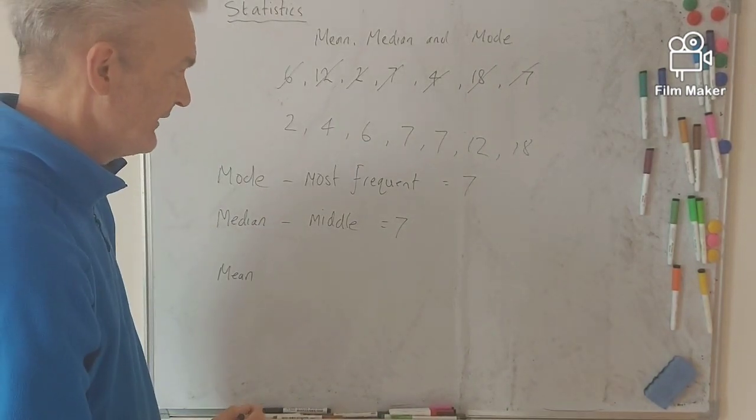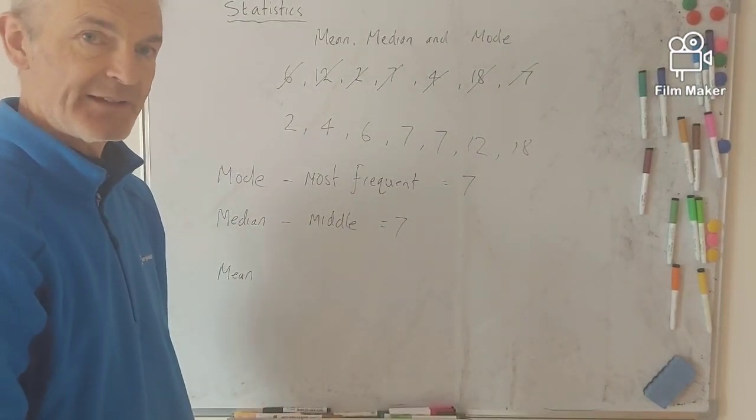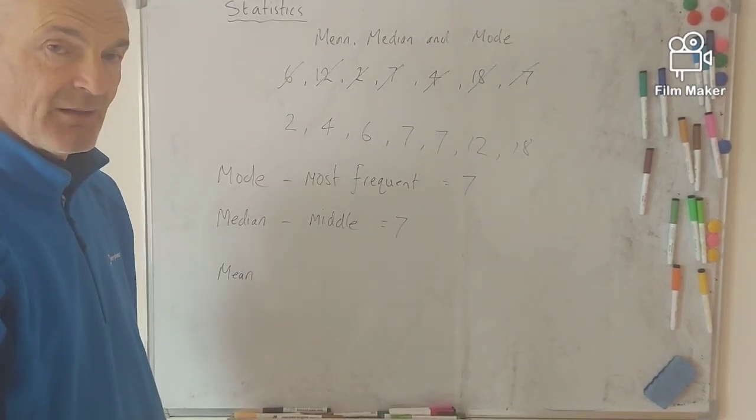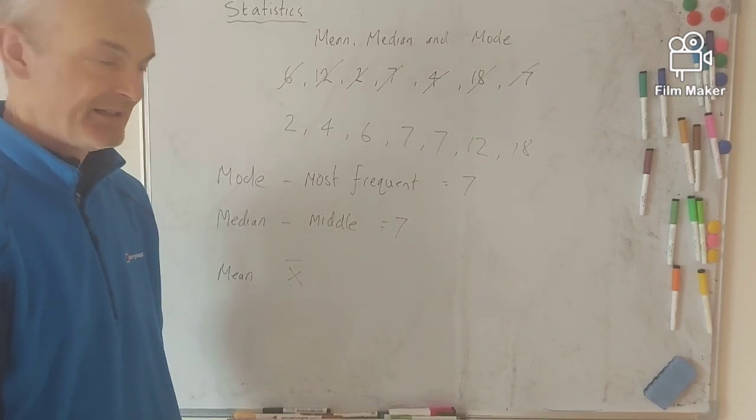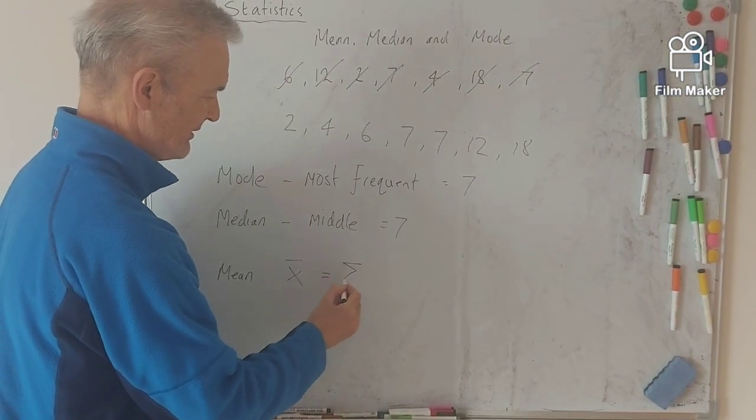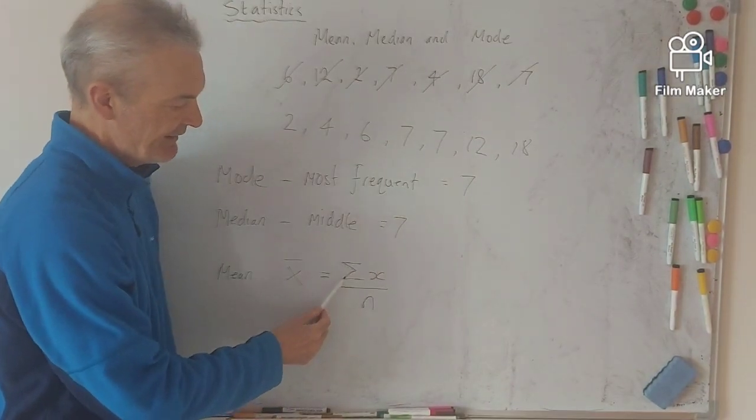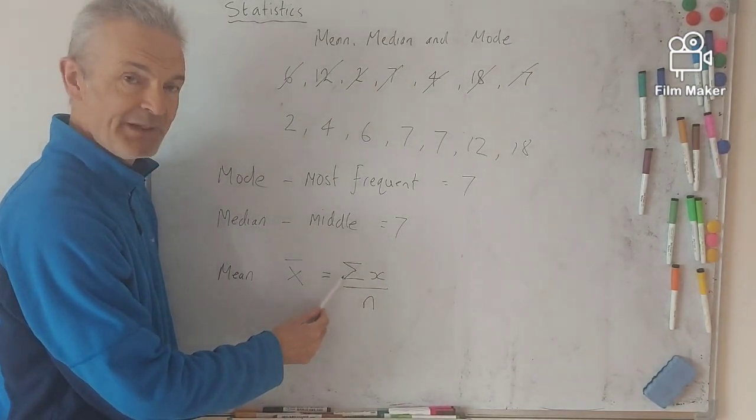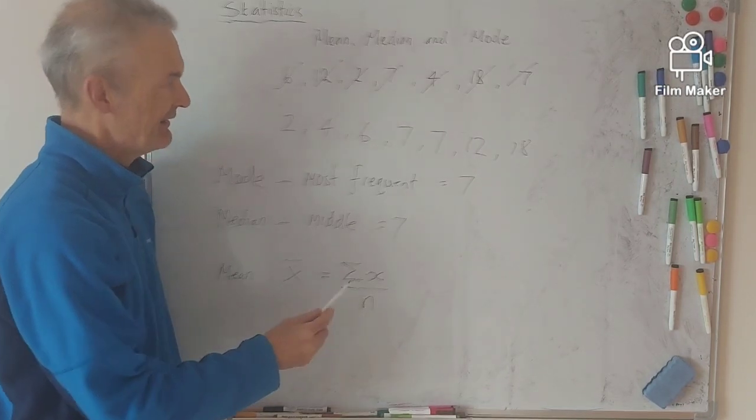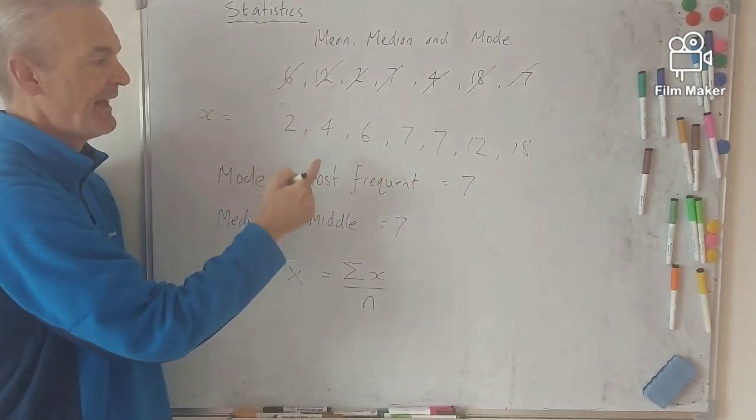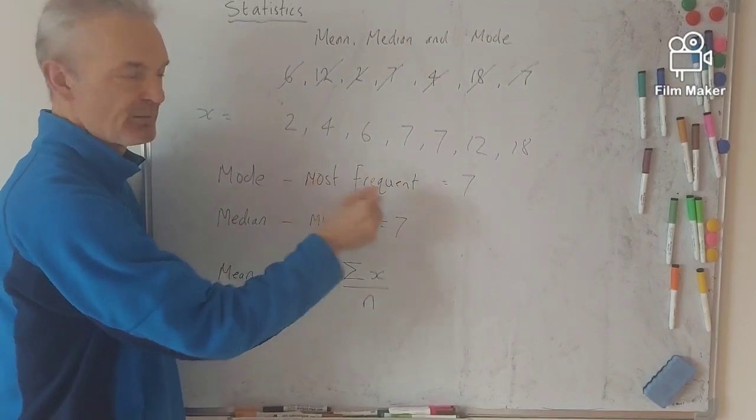Let's look at the mean. Now the mean is basically arrived at by adding all of the items up and dividing by the number of items. And we can show that mathematically. So x with a bar on top is the mean, and it equals sigma x over n. Now, this symbol here, sigma, is the Greek letter S. It just means the sum or add up. All the x's. The x is the data. So it's basically saying add up all the x's, so add up these numbers and divide by n, the number of numbers that are there.